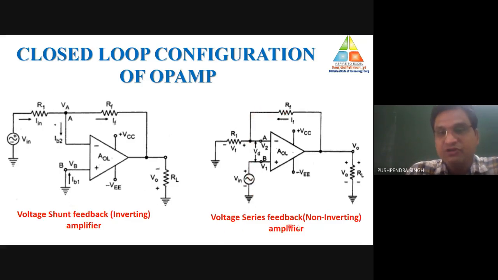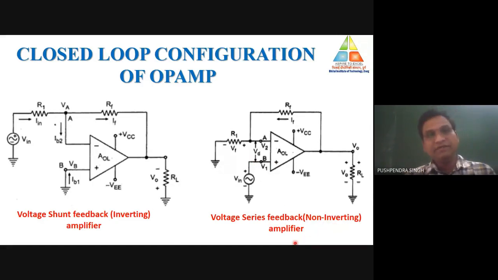That's why this circuit is called voltage series feedback. And where is the input? Input supply is given at the positive terminal of the operational amplifier. Input signal is applied to the positive terminal of the operational amplifier. That's why it is a non-inverting amplifier.